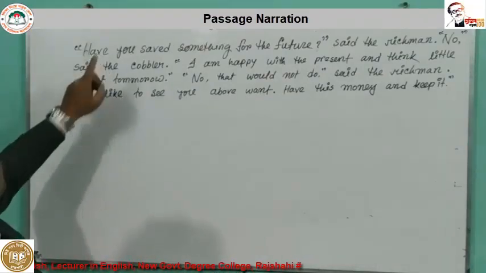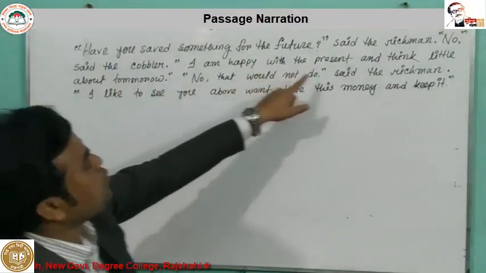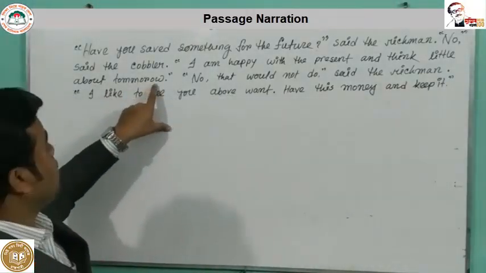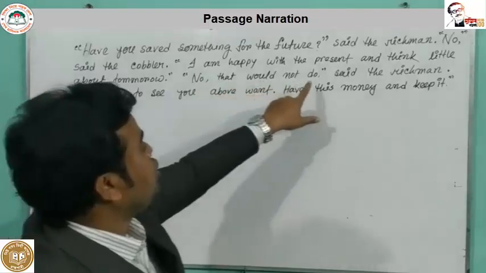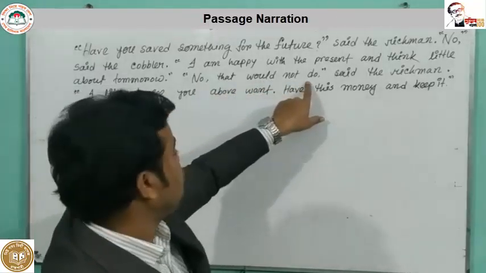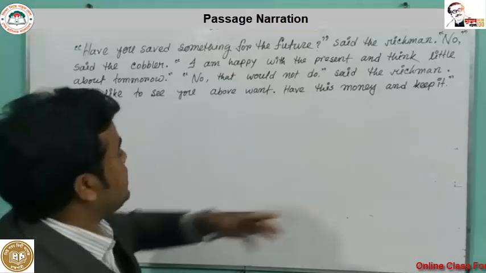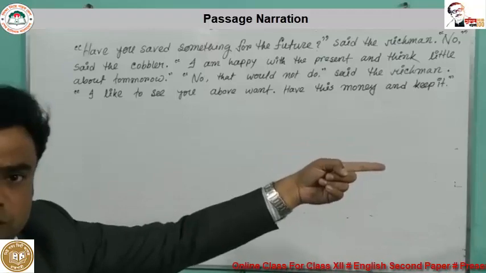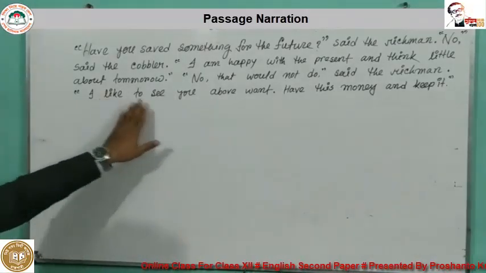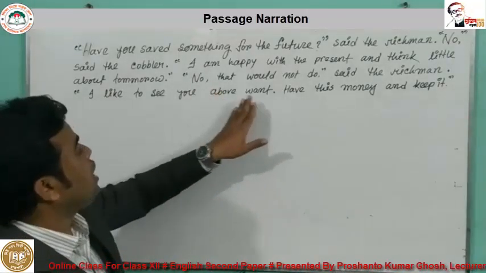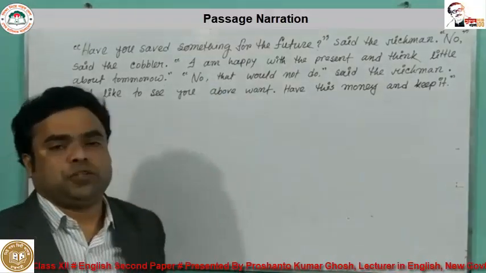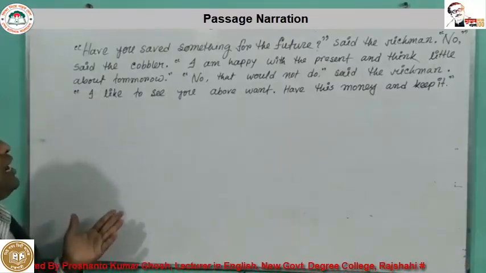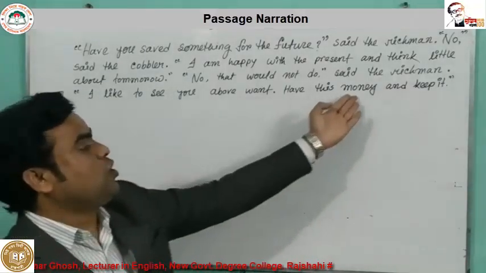First we have to read out the passage. I am happy with the present and think little about tomorrow, replied the cobbler. No, that would not do, said the rich man. Here the rich man said, no, that would not do. Another speech of the rich man: I like to see you above the world, have this money and keep it. Another speech of the rich man.